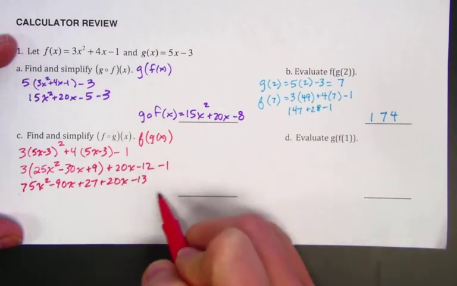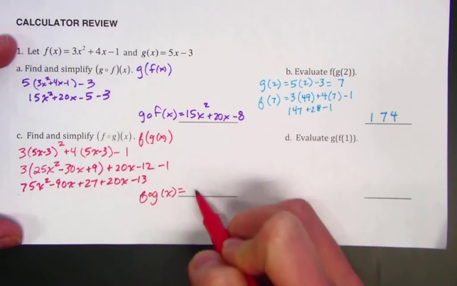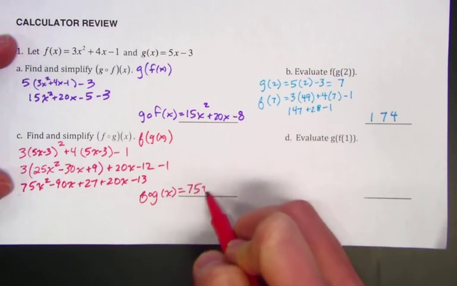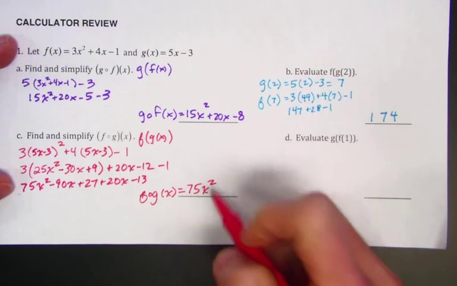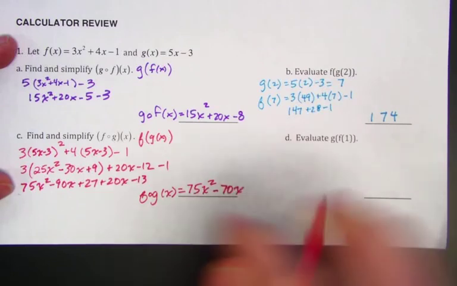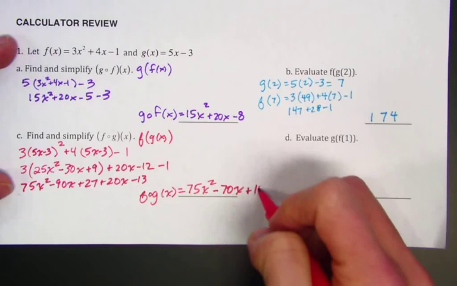So then we have for f composite g of x, that's going to equal 75x squared. When we combine the x terms, we get minus 70x, and then 27 minus 13 is 14.